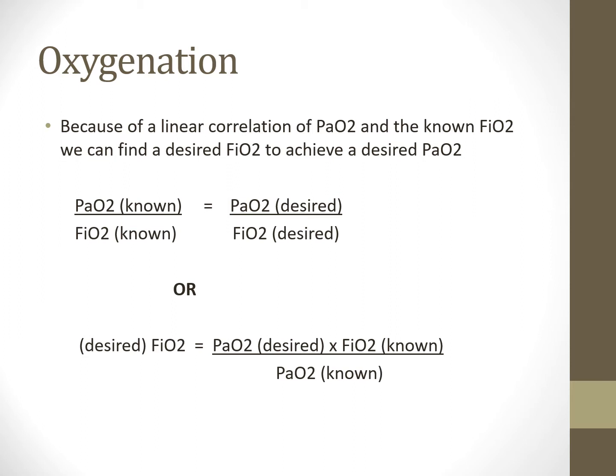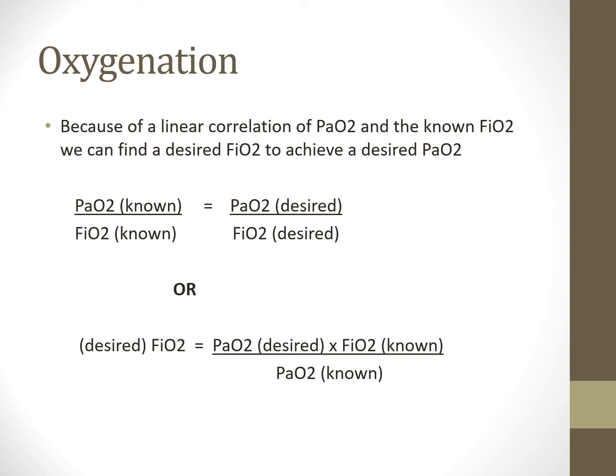But so, for example, if you had a PaO2 that was 50, so on your left side of your equation there, looking at the top equation, if you had 50 for your known PaO2 over 40, okay, and your desired PaO2 would be 75, so you would go ahead and you would cross multiply. You would take 75 times 40, and then you would divide that number by 50.